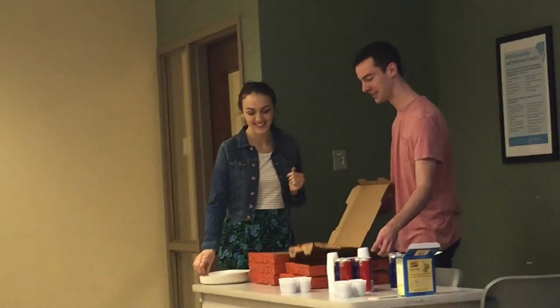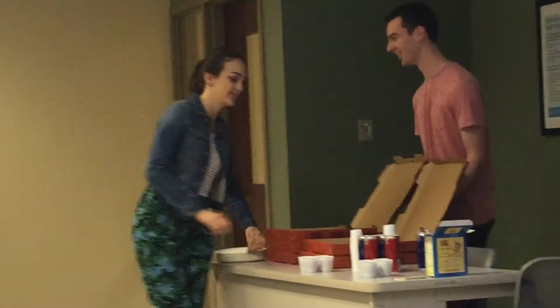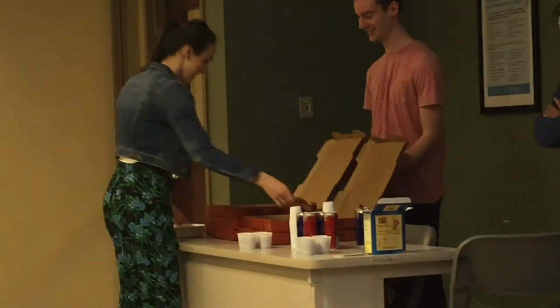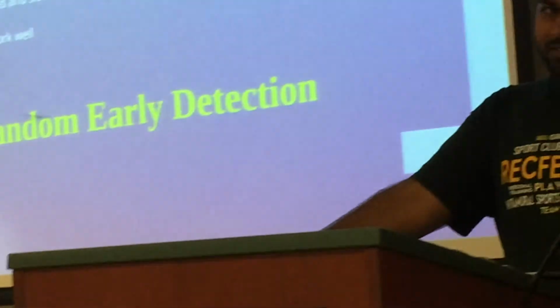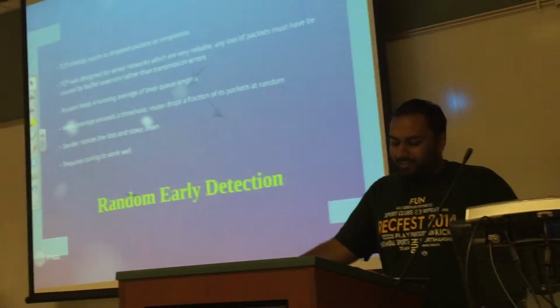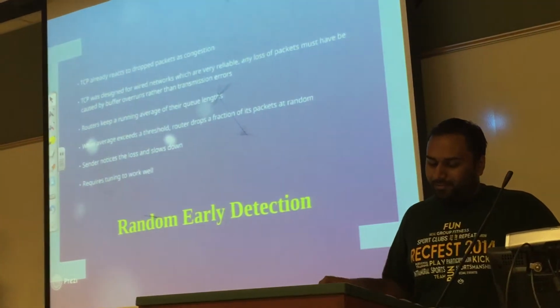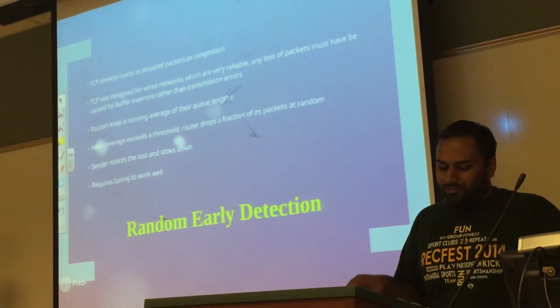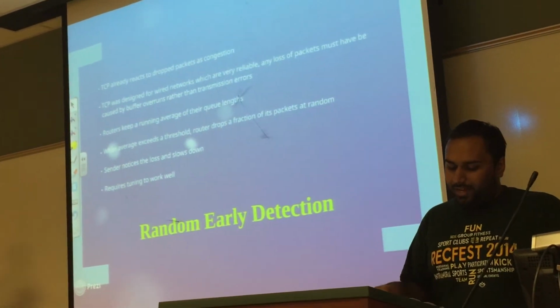The last method of admission control is called random early detection, where routers use the TCP handling of dropped packets as a sign of congestion. It uses that as a way to slow down the transmission rates.